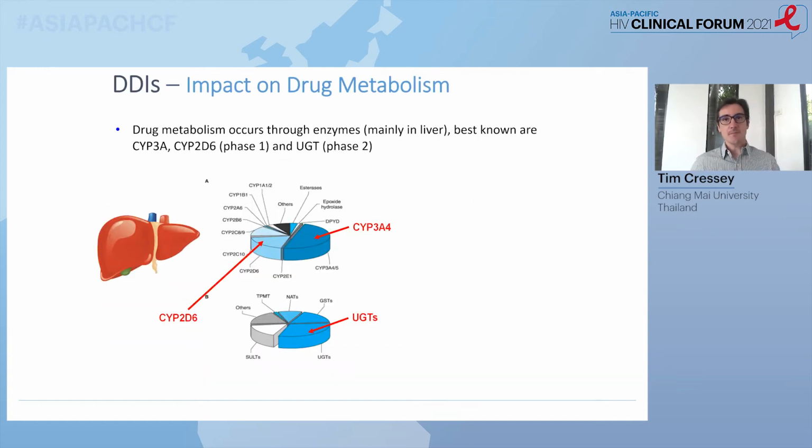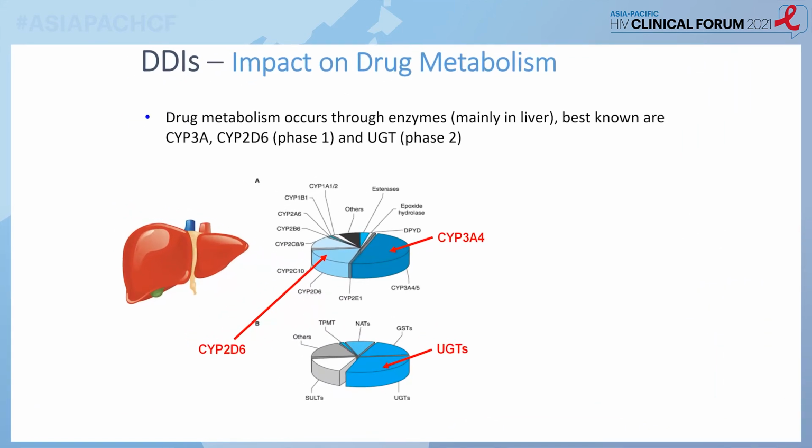If we look at the impact on drug metabolism enzymes, clearly the rifamycins are really impacting the cytochrome enzymes and UGT, which are mainly hepatic enzymes. You can see that CYP3A4 on the top pie chart here is the main cytochrome enzyme, and below, the UGTs are the main phase 2 enzymes. So when we're looking at the potential for drug-drug interactions, if you have a drug which is metabolized by CYP3A4 or UGTs, because the rifamycins are going to induce these enzymes, there's going to be a potential issue.